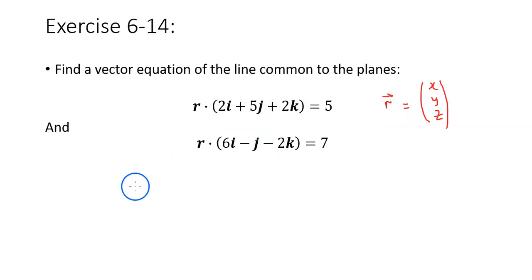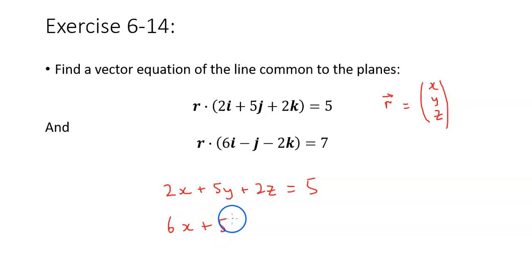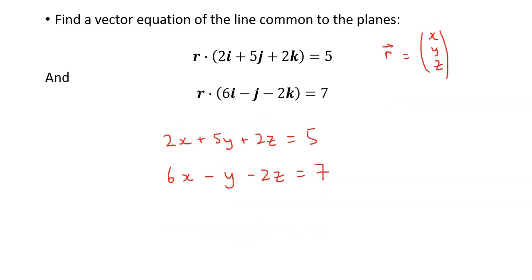So another way to write these two planes is simply 2x plus 5y plus 2z is equal to 5, and 6x minus y minus 2z is equal to 7. So clearly their normal vectors are not multiples of one another, so they're not parallel.